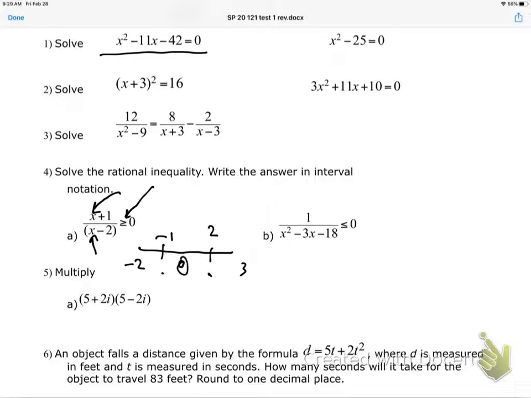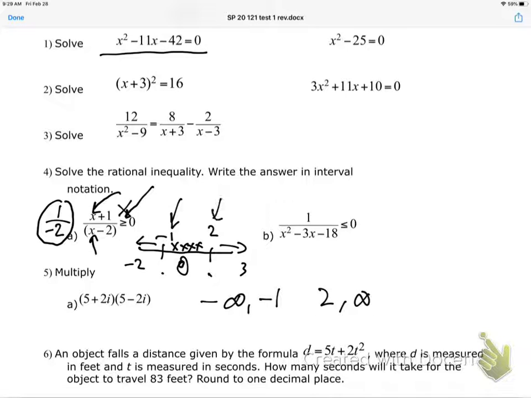If I test 0, the numerator will be 1, the denominator will be negative 2. That is a negative number. No matter what, it is not greater than 0, so this area cannot be true. So this area must be good, that area must be good. In other words, here's the answer. The answer lies between negative infinity and negative 1, okay? And then 2 to infinity, okay, that way and that way.